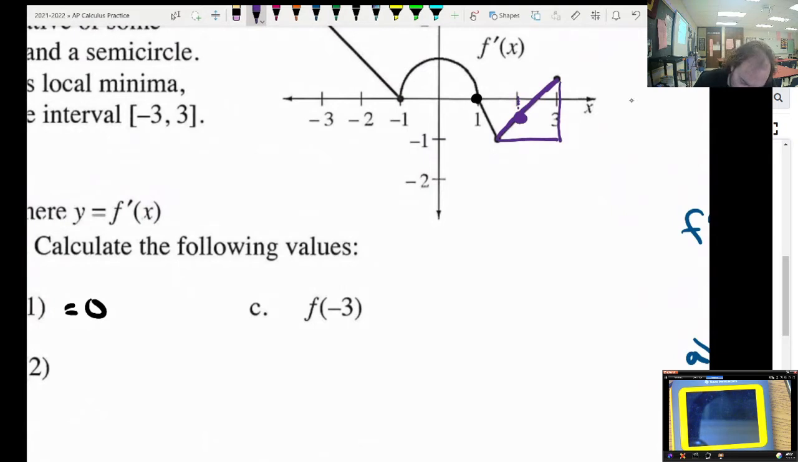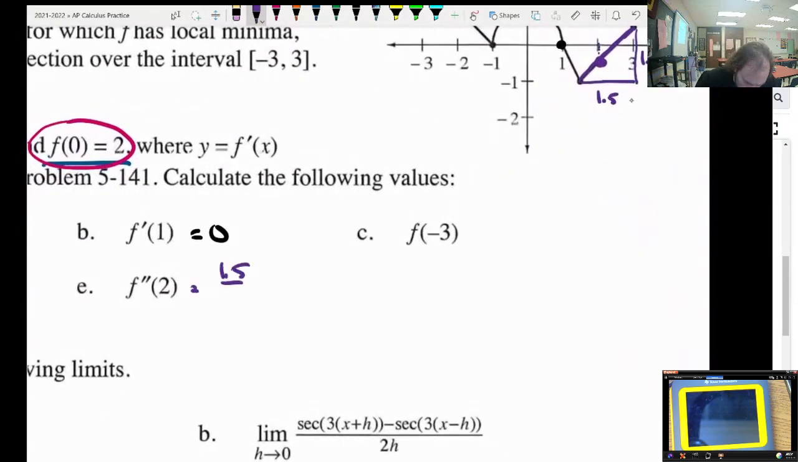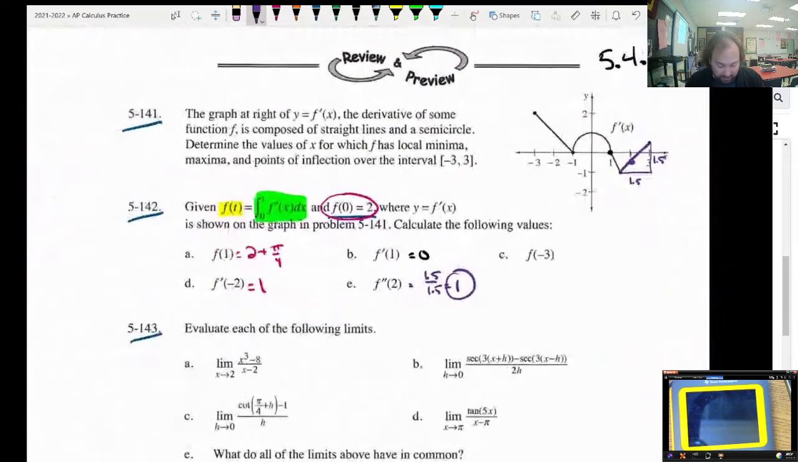That's about, I don't know, man. I'm going to guess it's 1, because this looks like about 1.5 to me and 1.5 here. So I'm going to guess it's about 1. I think it's a ratio of 1.5 over 1.5, which is 1. Just asking us what the slope is at that point, and since it's a straight line, it's the same slope the whole time through.